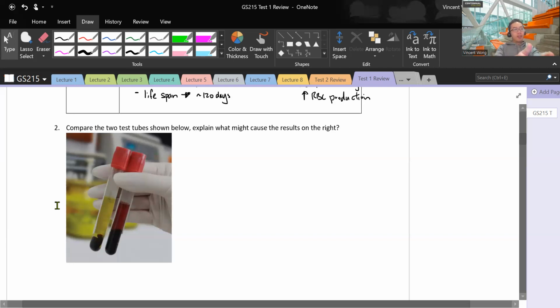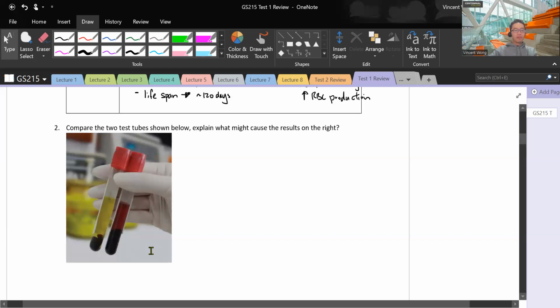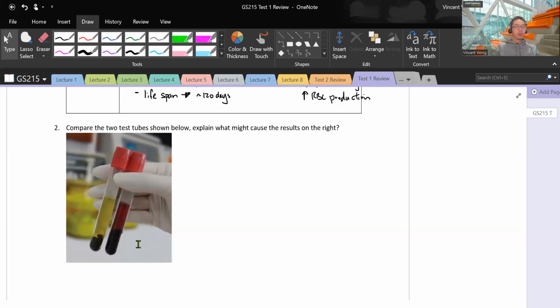Okay, if I show you this picture on the test and I ask you, what's going on here? First of all, which one is the normal one? Hopefully you can tell one of them is normal, one of them is abnormal, right? So which one is the normal one? The one on the left or the one on the right?